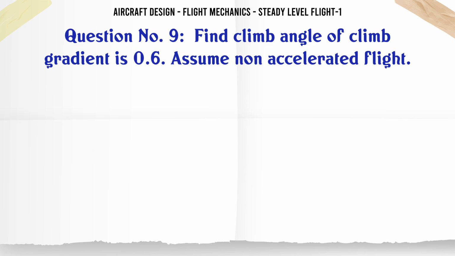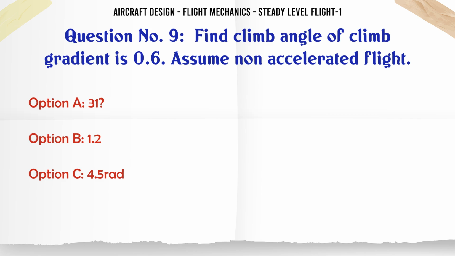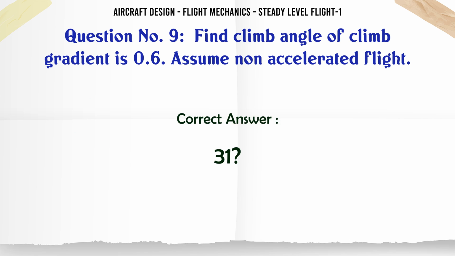Find climb angle if climb gradient is 0.6. Assume non-accelerated flight. A: 31, B: 1.2, C: 4.5 rad, D: 9.94. The correct answer is 31.